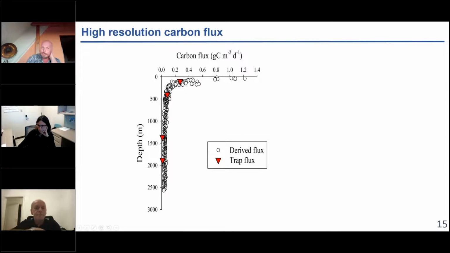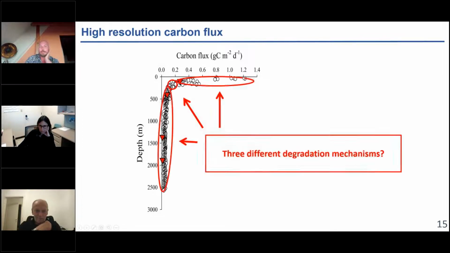But basically, we have the sediment traps, which measure actual flux, and then we can calculate the flux from the presumably settling particles. That's the next thing we are trying to figure out, if we can separate suspended from settling particles. But we can get this high resolution carbon flux, which you can divide into different processes: high attenuation in the surface, some intermediate attenuation, and then in the deep ocean low but constant attenuation of the carbon flux.